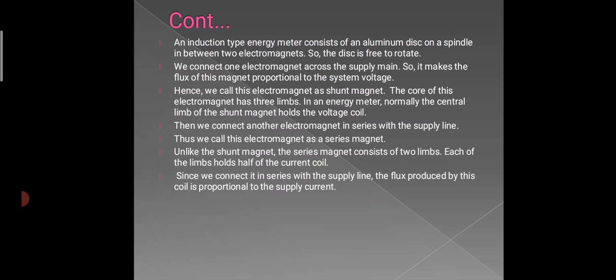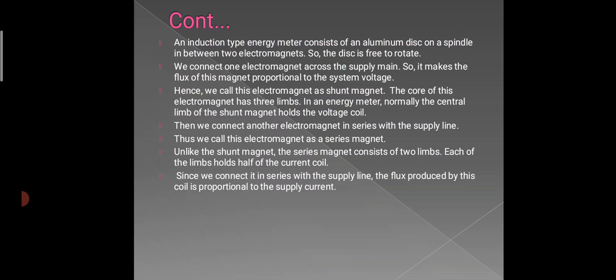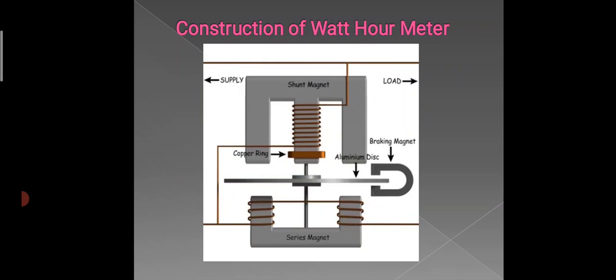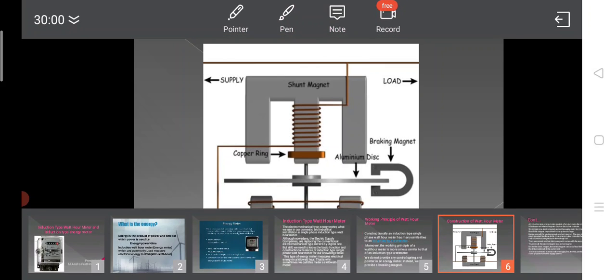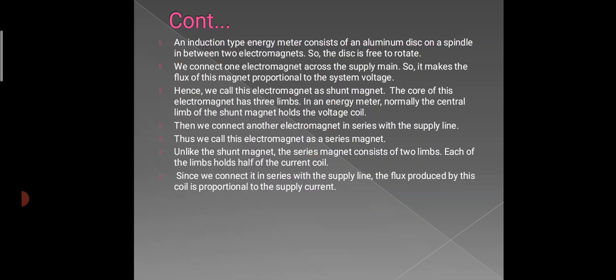Then we connect another electromagnet in series with the supply line. This is the series magnet. Thus, we call this electromagnet a series magnet. Unlike the shunt magnet, the series magnet consists of two limbs. Each of the limbs holds half of the current coil. Here we see the two limbs, 1 and 2, with one half of the current coil, and this is the second half of the current coil.